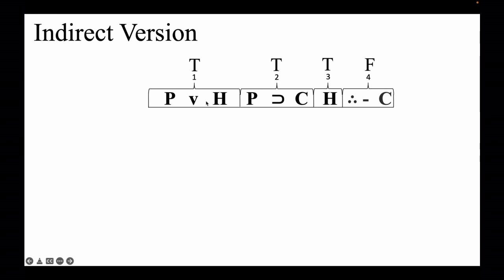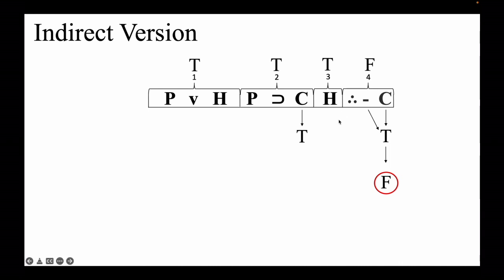Notice that this argument has 3 premises and 1 conclusion. So it has 4 statements total. What do we do first? Once again, we start with the conclusion. Now, the conclusion must be false. How do I make the conclusion false? Notice that the conclusion is a negation. Okay? So if not C is false, what does that mean? It means that C is true, because the negation makes it false. So now I know that C is true. Okay?